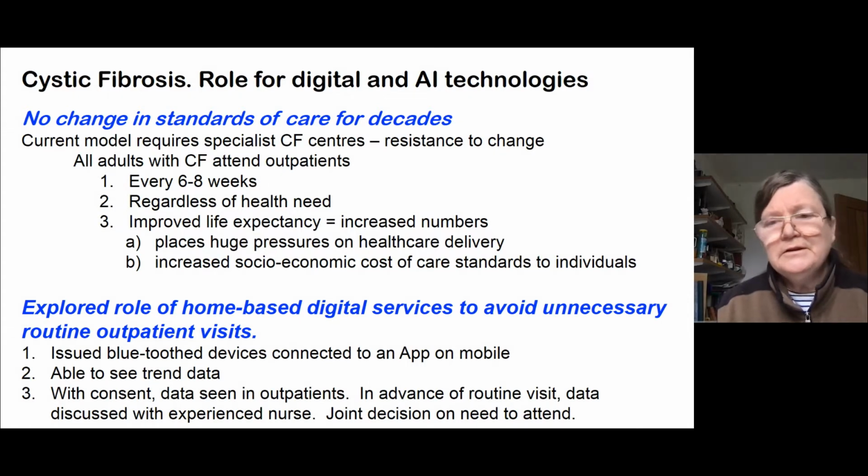It costs money to travel, and it also exposes them to the risk of infection, because people with CF suffer from infection in the lungs, and hospital is probably the worst possible place for them to go. This has placed huge pressures on the healthcare delivery. Virtually all the adult centres in the UK are over numbers, and it is creating problems.